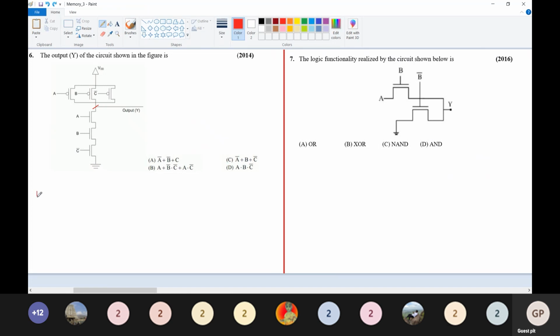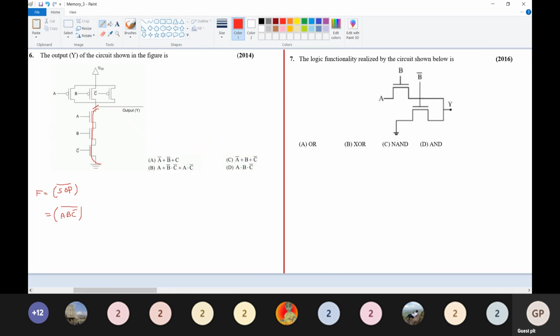So F is equal to, I'm going to write the SOP expression in complemented form. How many parallel paths do we have from the output terminal to ground? Only one parallel path. So this can be written as A, B, C dash, the whole dash.